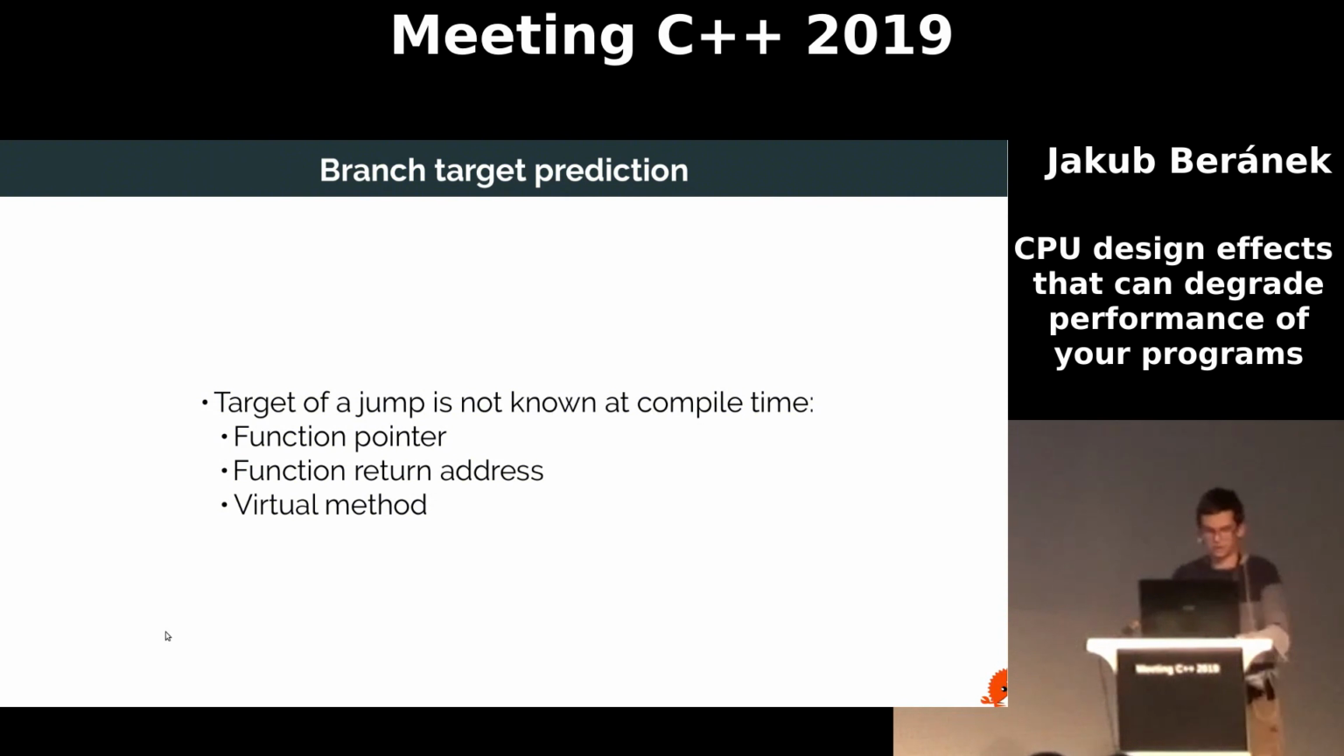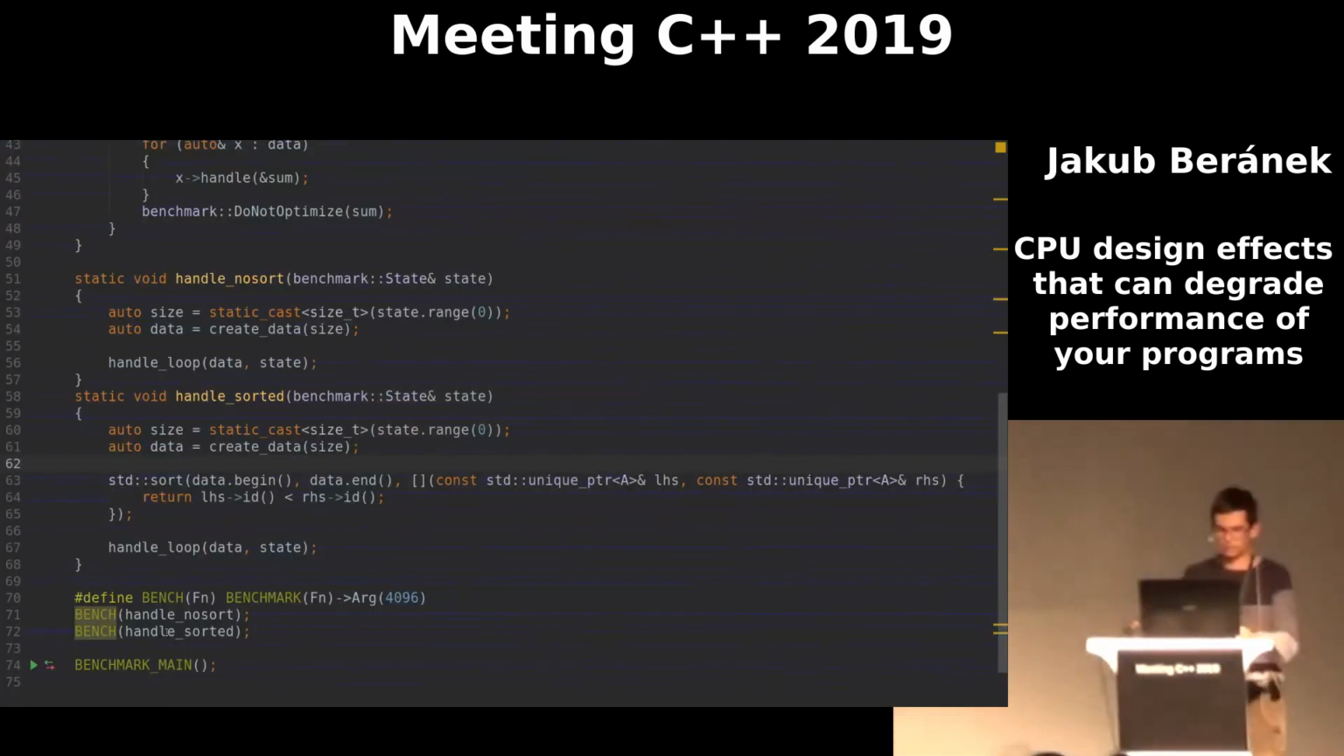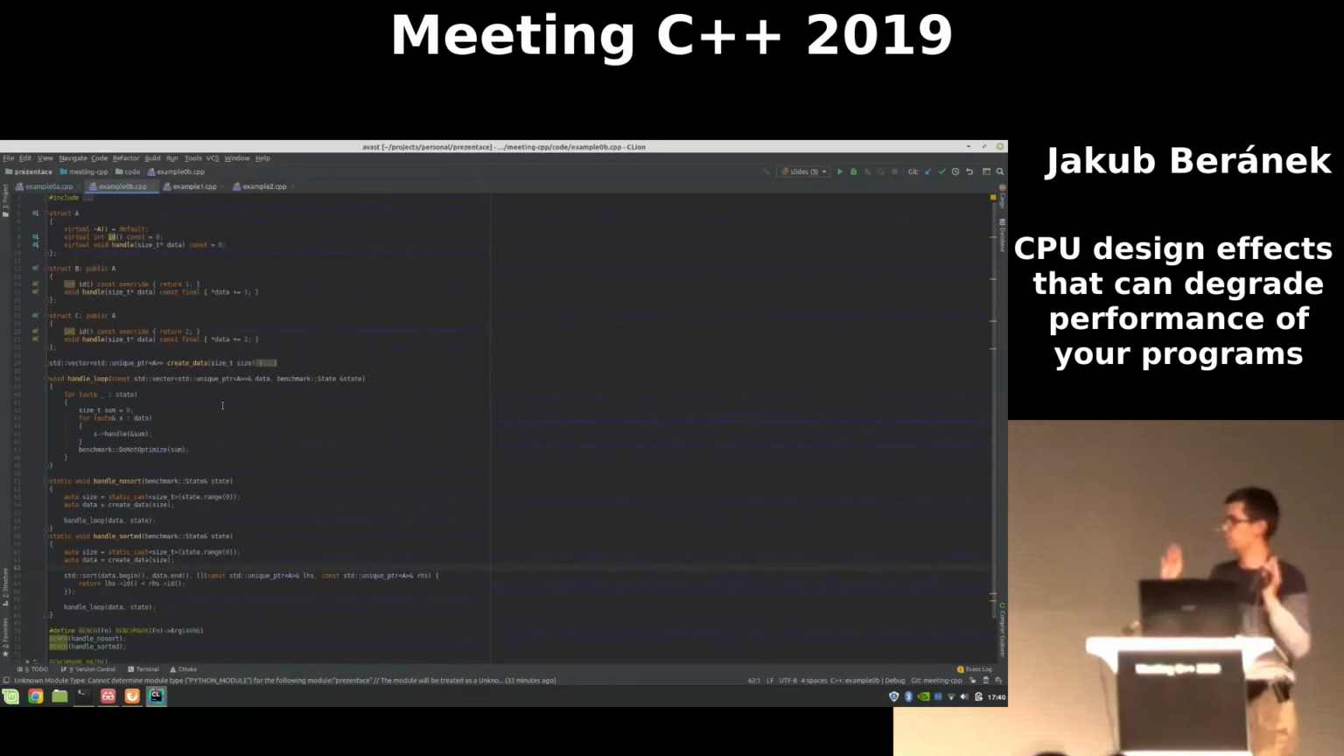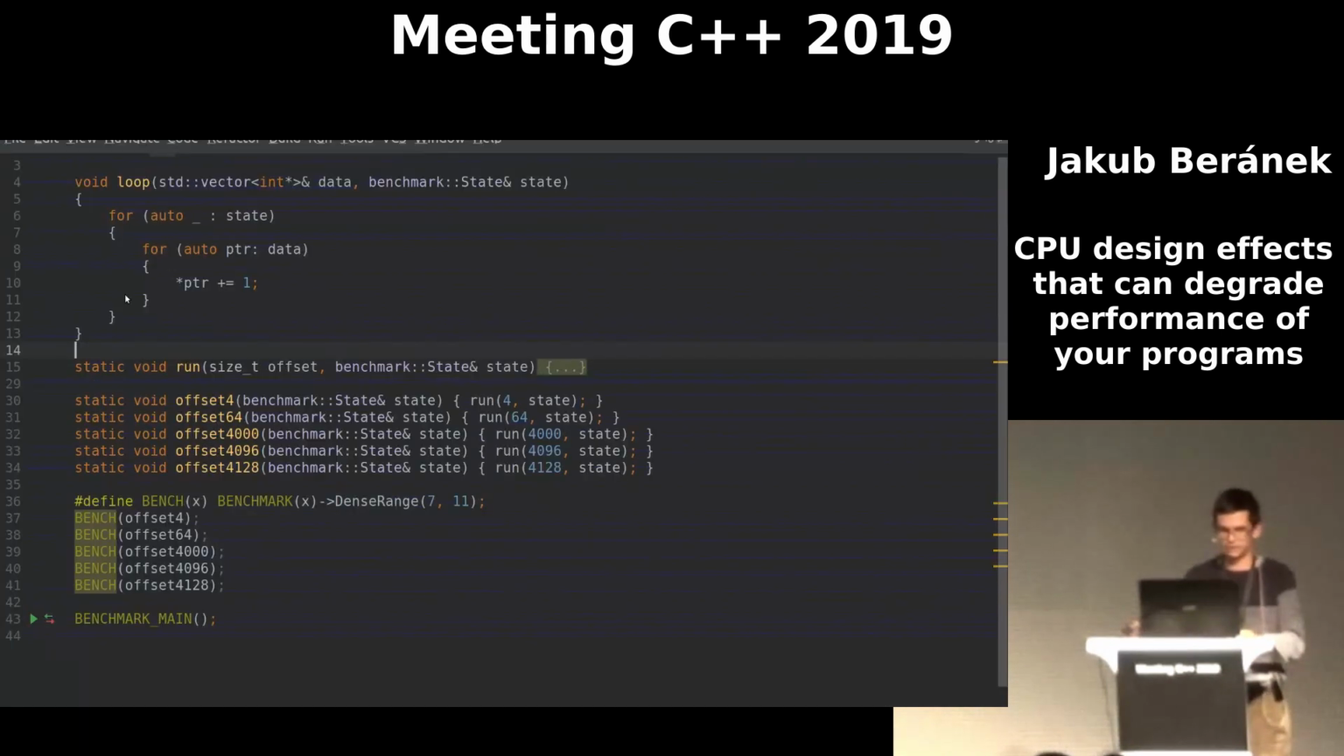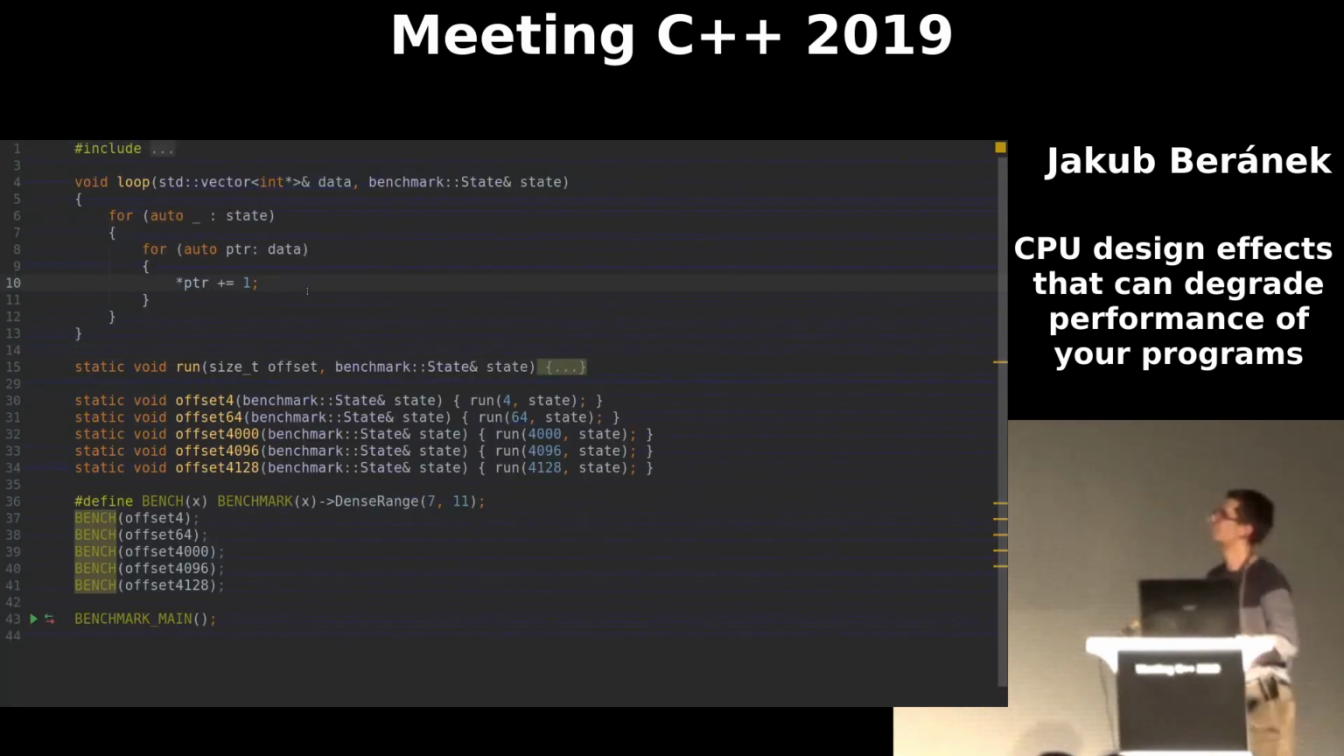Right. Now let's go to see another example. So this was branch mispredictions and the branch predictor unit, an important part of the front end that you should know about. Now let's take a look at something maybe more interesting.